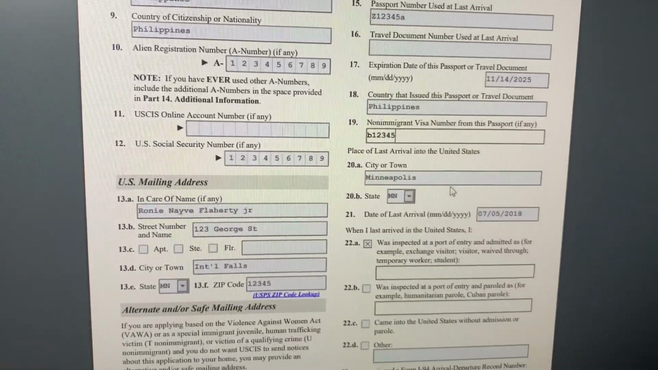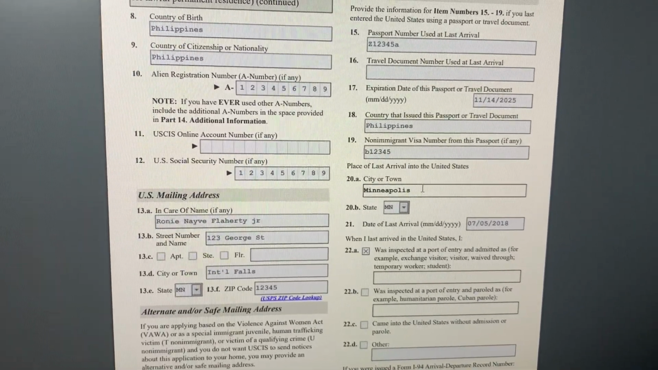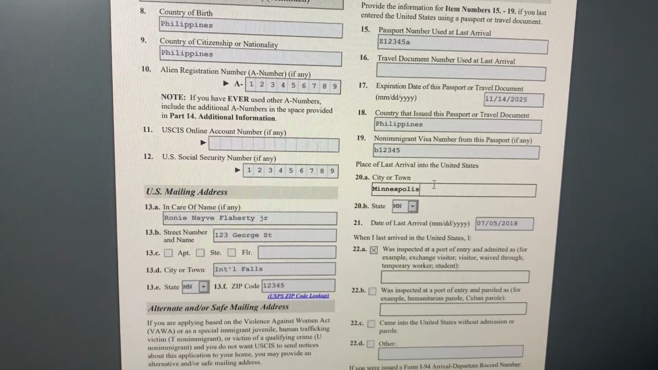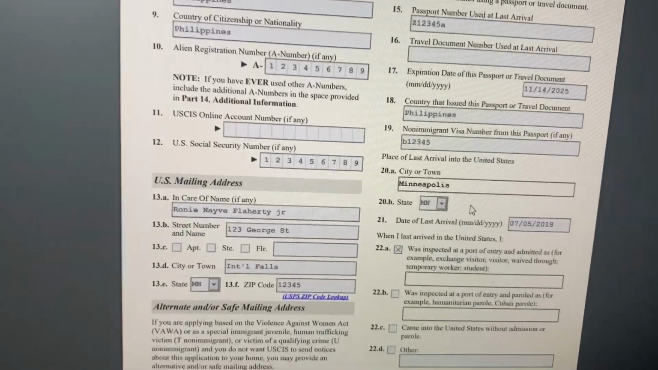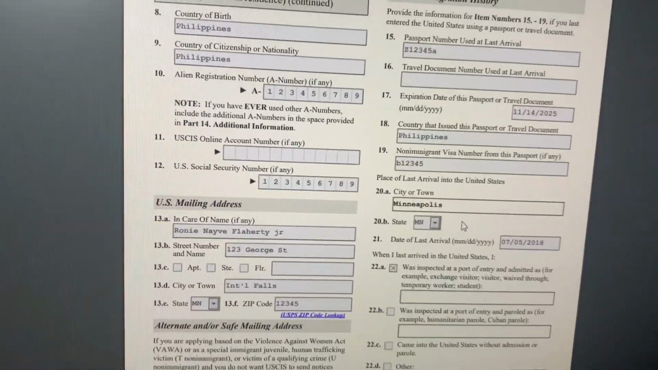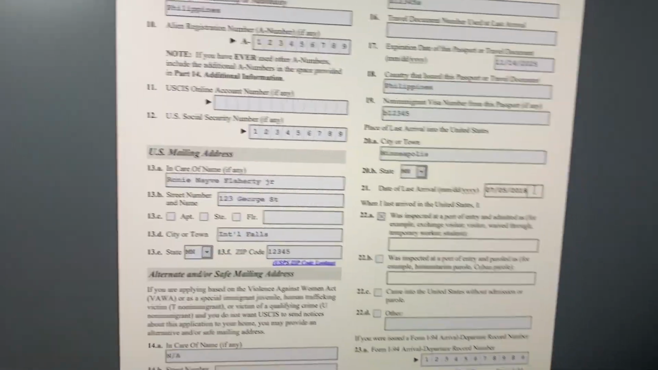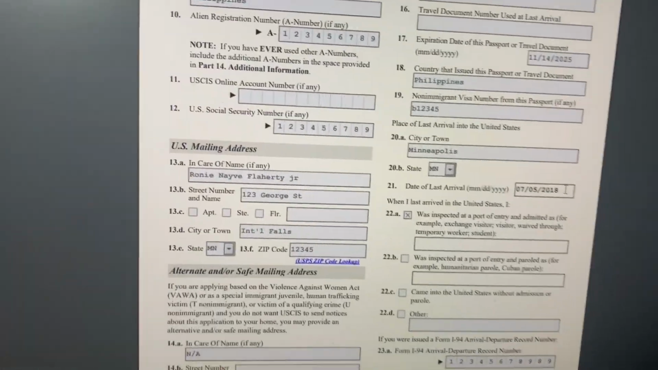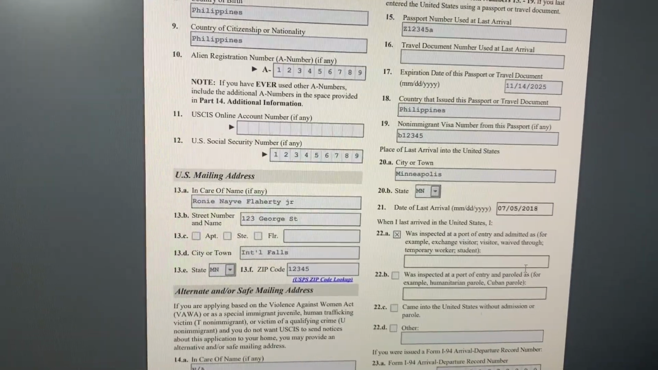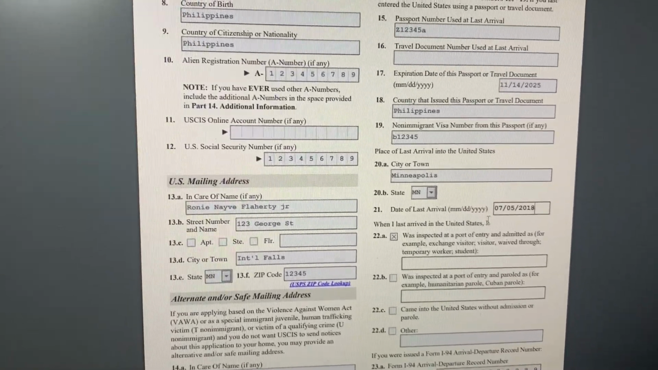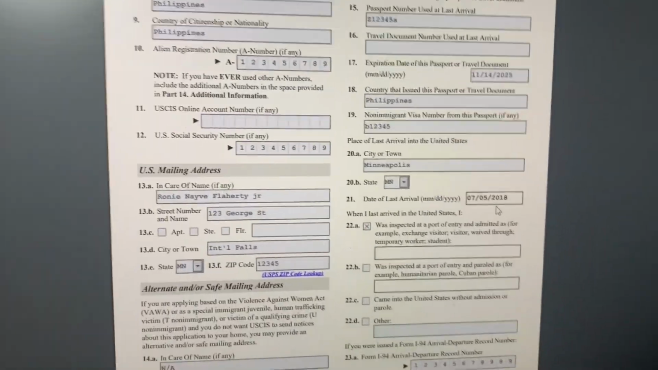This is the last destination, not your port of entry. This is where you put the city, your state, and the date of your last arrival. In my case, I arrived in Los Angeles on July 4th, 2018, somewhere around 6 p.m., and then after a 5 hour layover, I arrived somewhere around 6 a.m. in Minneapolis. So I put the actual date that you arrive at the airport.